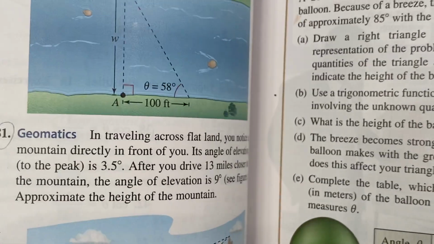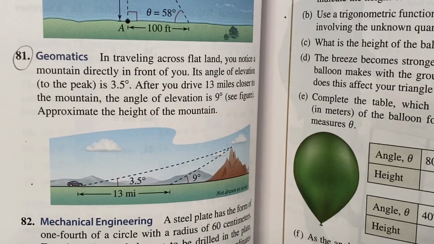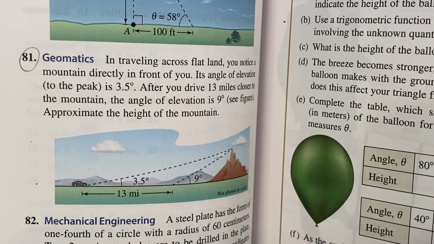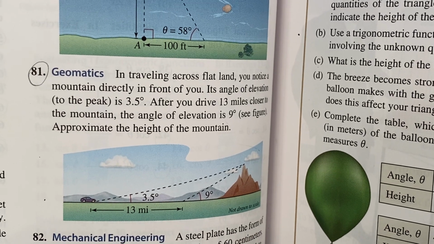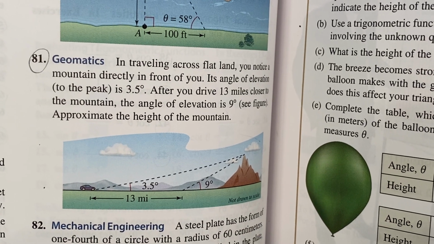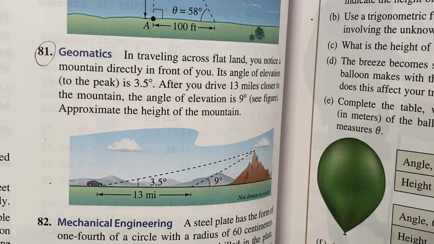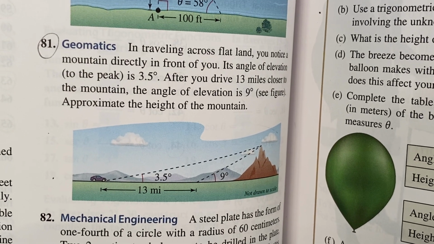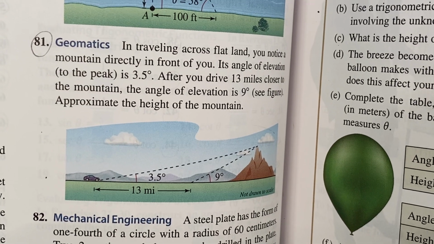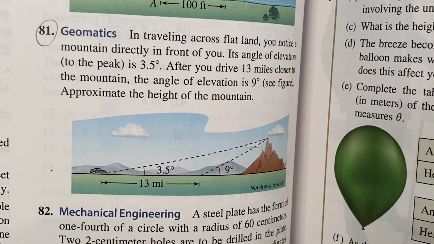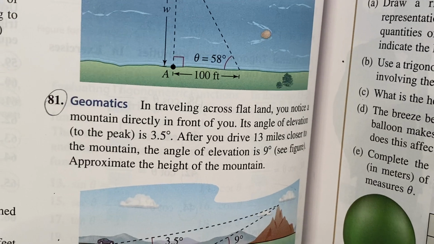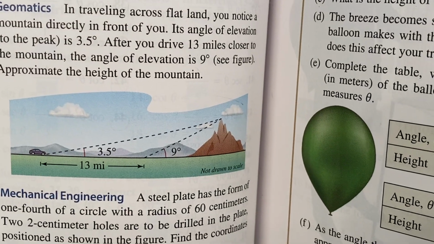All right, so here's 81. In traveling across flat land, you notice a mountain directly in front of you. Its angle of elevation to the peak is 3.5 degrees. You drive a little bit more, 13 miles closer to the mountain. Now the angle of elevation is 9 degrees. The closer you get, the more your head has to lift up to look at the top of the mountain. And there's the picture down below.